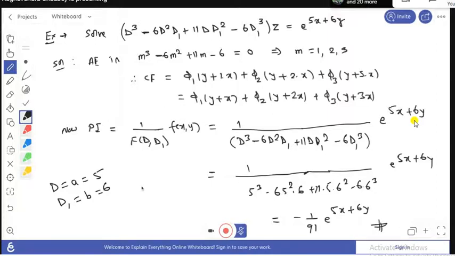So what is the general solution? The general solution equals CF plus PI. The CF portion is this and the PI is this. So now adding these two, you get the final result. So if the function is an exponential function, then you can easily find the particular integral. Now suppose we consider another type of problem, on the next page.